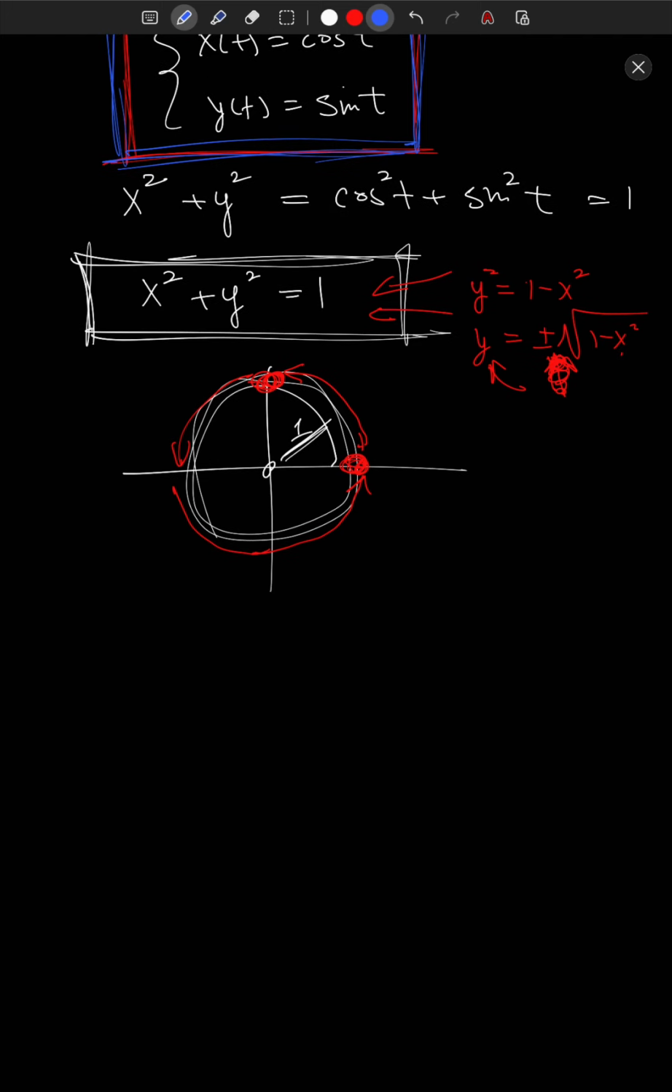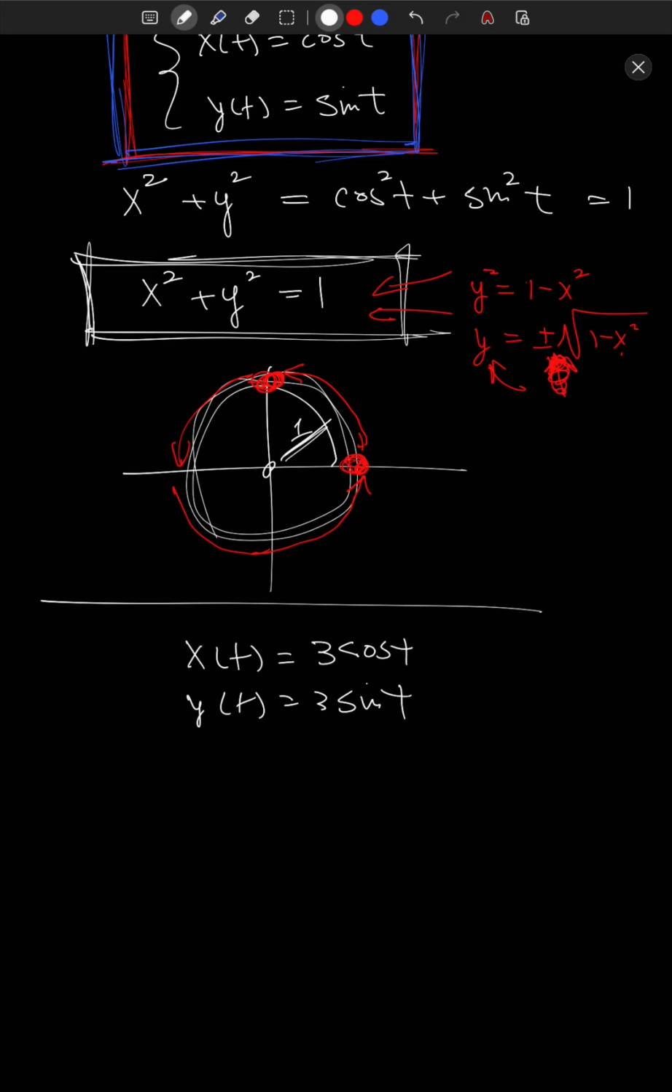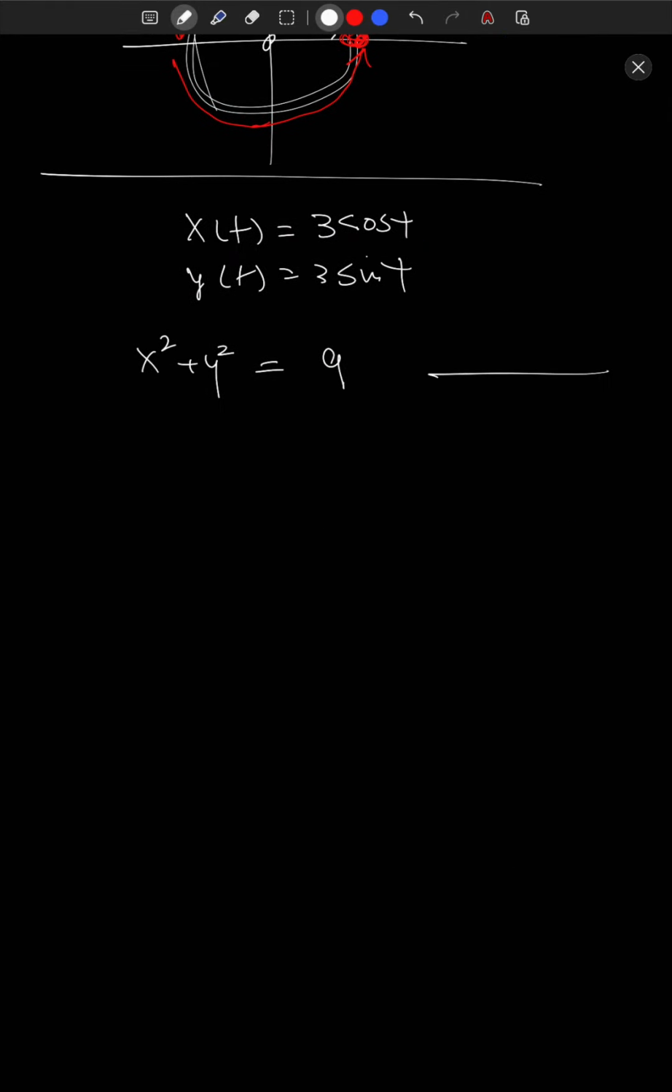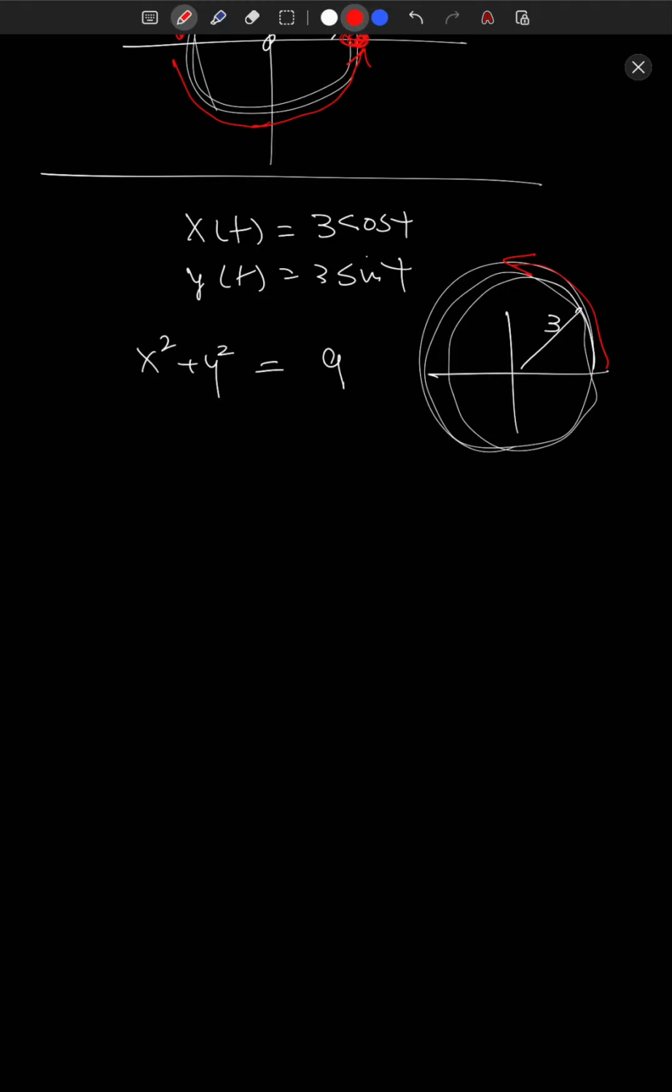Okay. As a small note, if I have x of t equal to, let's say, 3 cos t, y of t equal to 3 sine t, then x squared plus y squared is going to be 9 times cos squared plus sine squared. So it's just going to be 9. So this would describe motion in a circle also, except the circle has a bigger radius, 3. It would still be counterclockwise motion. So this number effectively tells me the radius of the circle that I'm moving around.